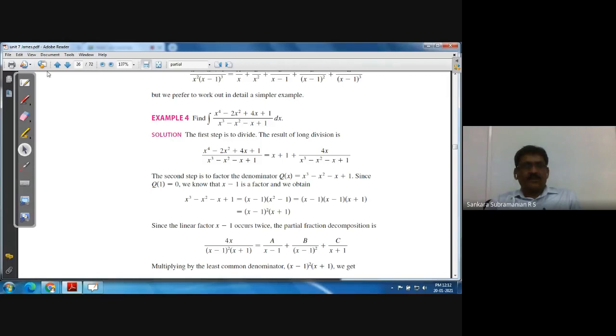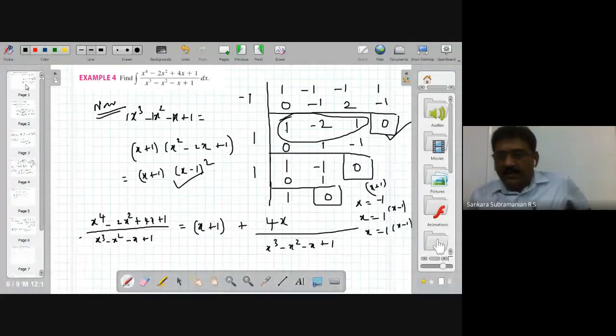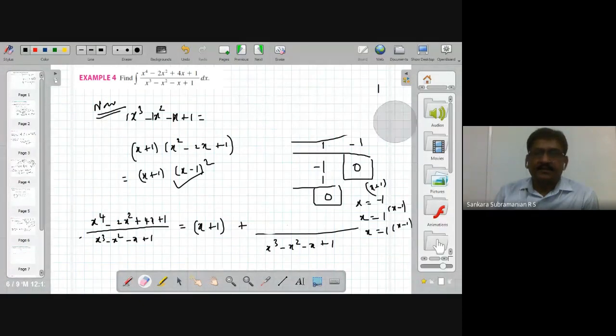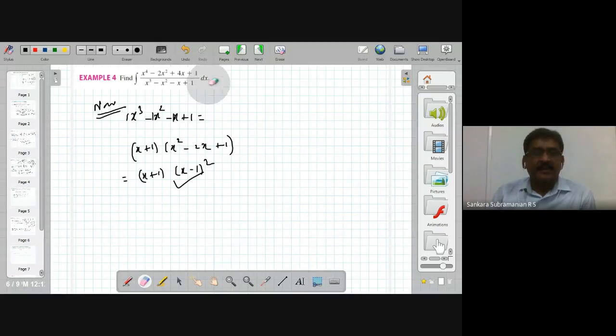x+1 into x minus 1 the whole square. Now I can go ahead with case 2 of the partial fraction rule. What does it say? Case 2 of the partial fraction rule: a linear repeater. So let us go for that.